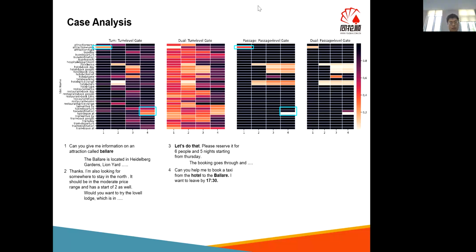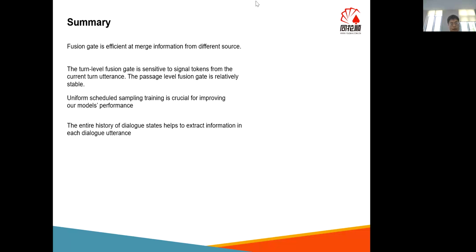last utterance. When we see the fusion gate map, the weights of taxi departure, taxi destination, and taxi leave at are from large to small, which means the fusion gate to some degree learned the ability to balance the information from the 2 sources. To summarize, in this paper, we designed experiments to prove the fusion gate is efficient at merging information from different sources in our model.